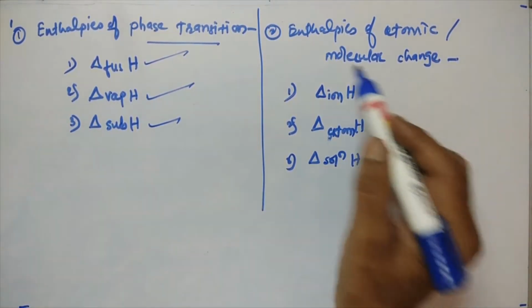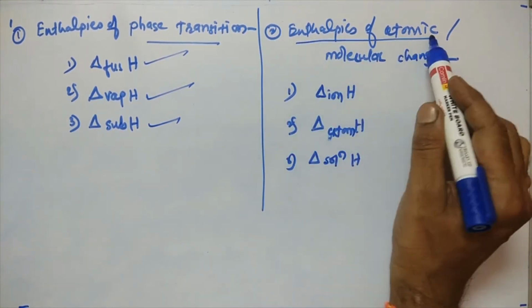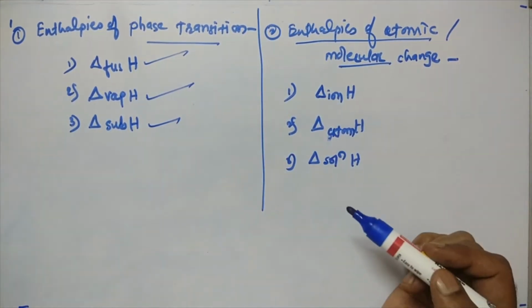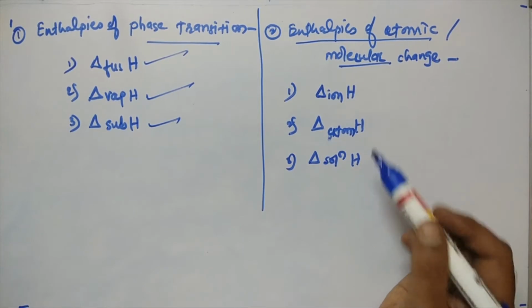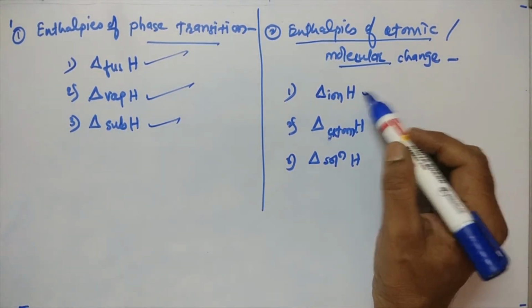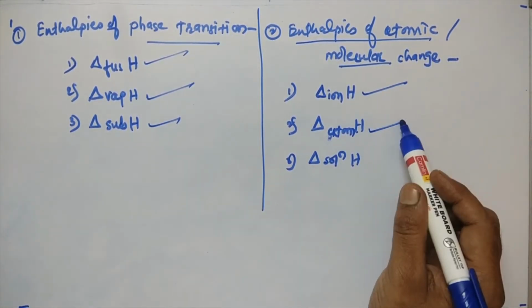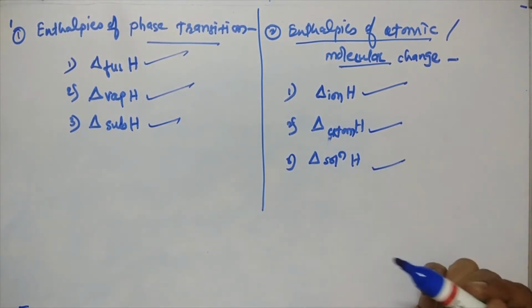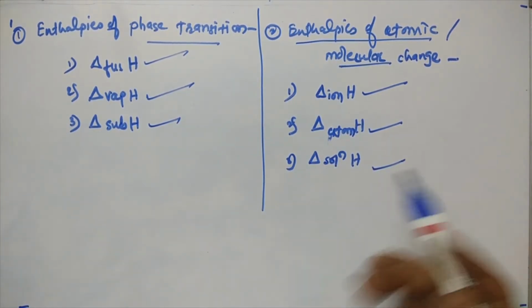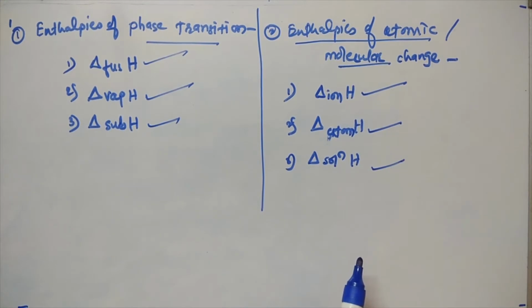Exactly. Okay, so next is enthalpies of the atomic and molecular changes. In that we have seen the enthalpy of ionization, the enthalpy of atomization, the enthalpy of solution. So these different types of enthalpies we have seen. So after that, let us study the next section.